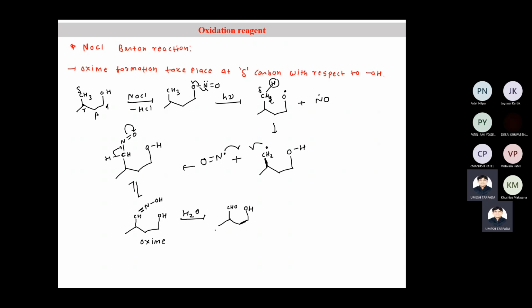This is a Barton reaction. Simply you can just put oxime at the delta position. One time in NET, this type of question was also asked.